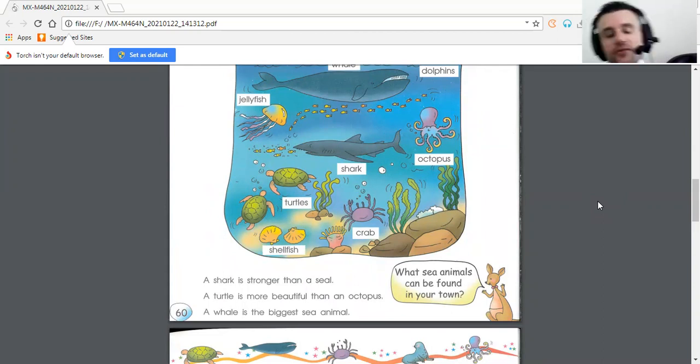First we have the same kind of sentences as before. A shark is stronger than a seal. Yes, a shark is very dangerous with the big teeth, so it can eat the whale. Try to repeat that. Second, a turtle is more beautiful than an octopus. What do you think? Is a turtle more beautiful than an octopus? Maybe. What do you prefer? Number three, a whale is the biggest sea animal. Yes, it is. That's the biggest animal.